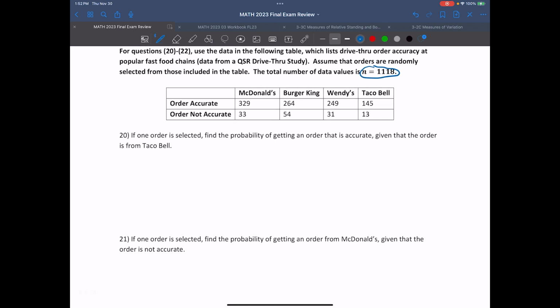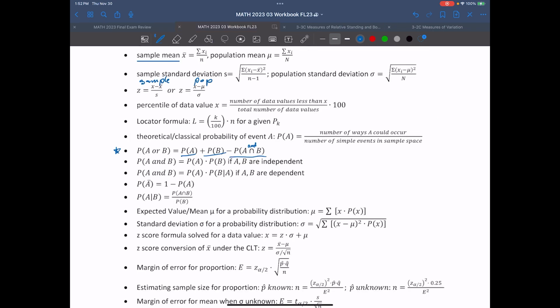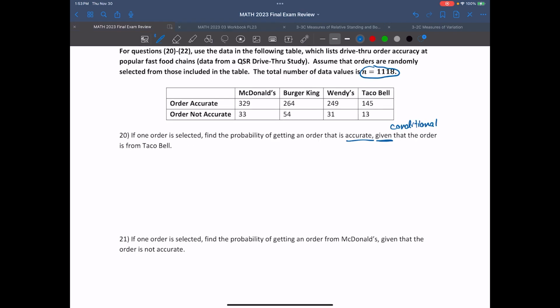Now 20, if one order is selected, we find the probability of getting an order that is accurate given that the order is from Taco Bell. So this is where we're going to be looking at conditional probability. Our conditional probability formula is this one right here. And you can use the formula directly, or you can just reason through it. I think most reason through it fine. So if we're looking at this, given is where you start. If we're given an order from Taco Bell, we're only going to be looking at these orders.